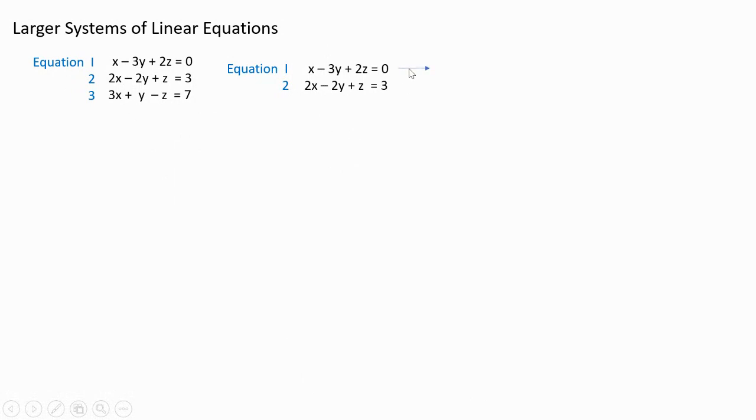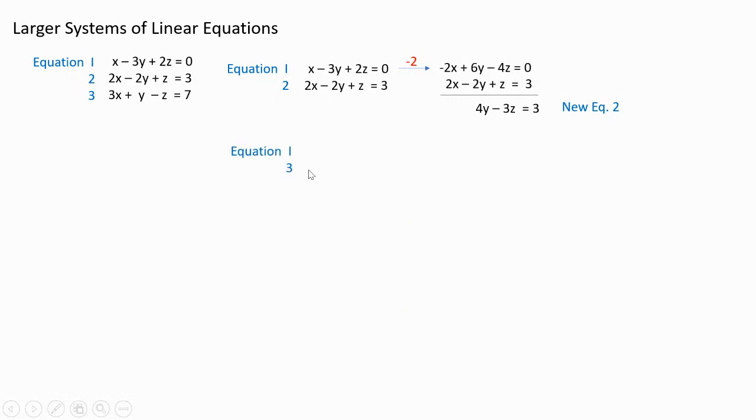So I'm going to multiply equation 1 by negative 2. After I multiply negative 2 times every term on equation 1, I'm going to get negative 2x plus 6y minus 4z equals 0. And then equation 2, all we do is bring it over. So we get 4y minus 3z equals 3. So this is my new equation number 2.